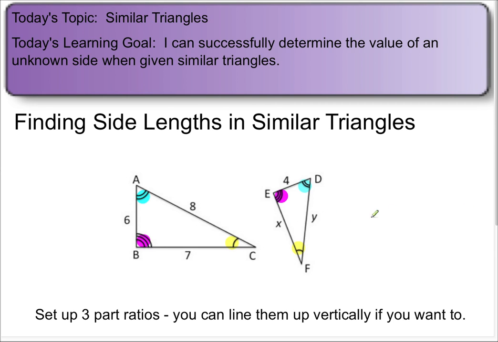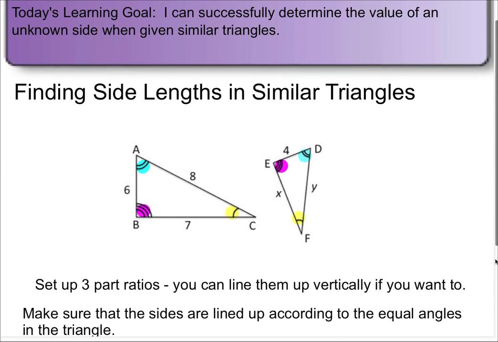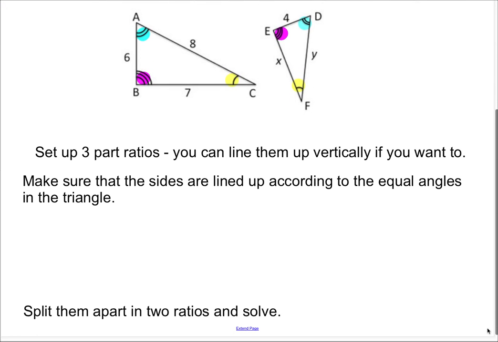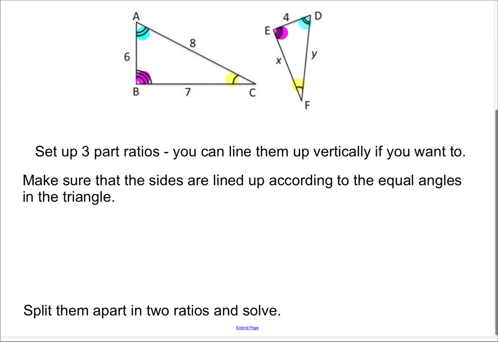Now we've got to figure out what this x and y are, though. And here's how we're going to do that. We're going to actually set up ratios, and these are three-part ratios. You did a bunch of three-part ratios when I gave you the three-part ratios. Now we have to actually set them up. So this says, make sure that the sides are lined up according to the equal angles in the triangle.